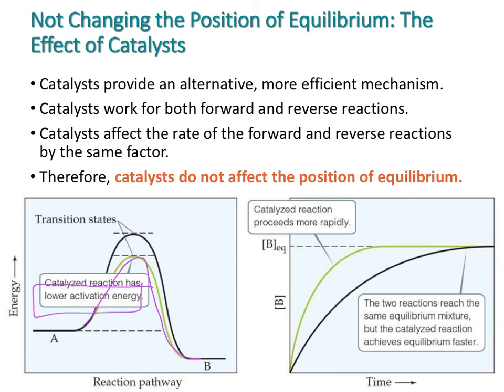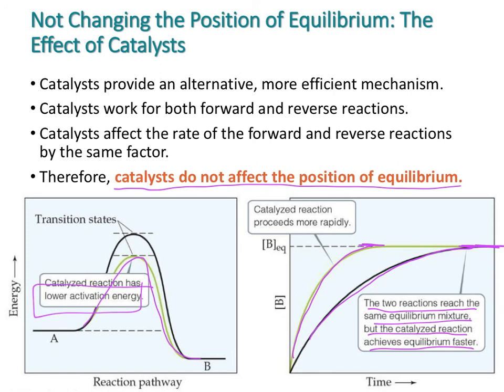What does this do to equilibrium? The simple answer, and you'll probably be happy, is that they do not affect the position of equilibrium. If something happens faster, that doesn't have anything to do with equilibrium. Here we have two reactions that have the same equilibrium concentration. The catalyzed reaction achieves equilibrium faster. You see how much faster it gets to this point right here compared to this one. It took long, all the way over there, until it reaches equilibrium.